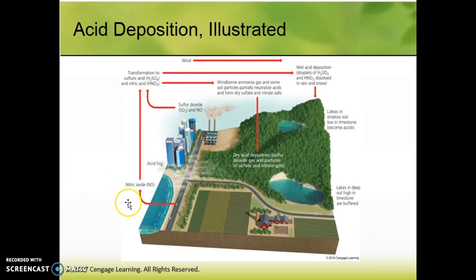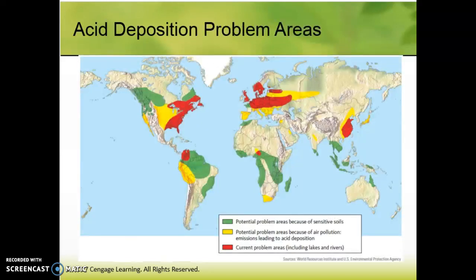It's often called a regional pollutant because this is going to form over here and then be deposited somewhere in the nearby vicinity. It's not going to be deposited across the country. It's going to be deposited regionally. Lots of problem areas. You see the red is where there are current problem areas. Yellow is where it could extend, and then green is where it could be a problem because the soil is really sensitive to acid.